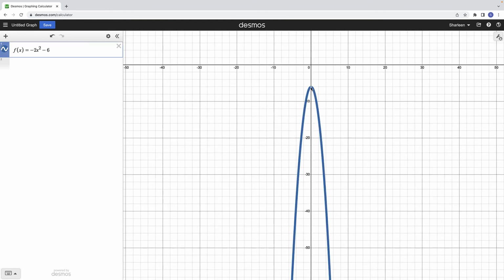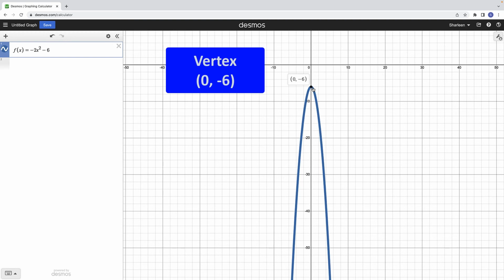Let's find the coordinates of the vertex by clicking on that point. It looks like our vertex is 0, negative 6. It also looks like that is the highest point on this parabola. That will come into play when we find the range for this graph.